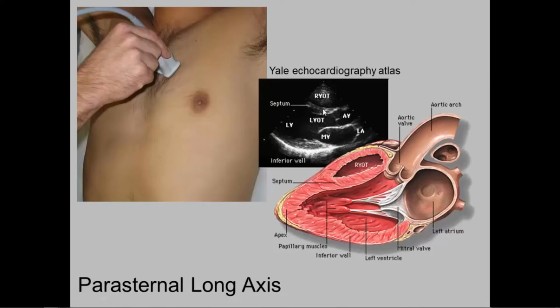Deep to that, you see the septum. Deep to that, you see the entire left ventricle with the LV outflow tract and the aortic valve, anterior to the mitral valve and the left atrium.